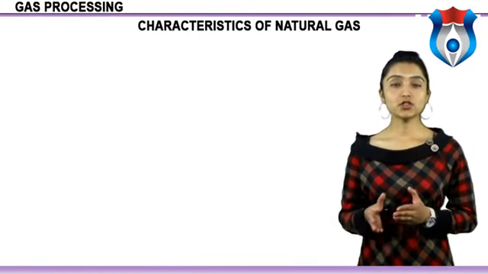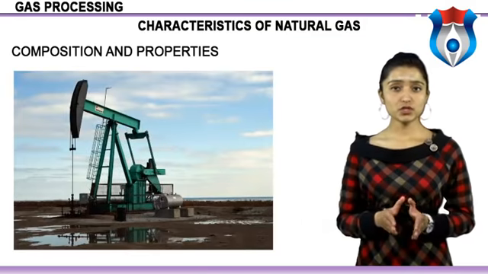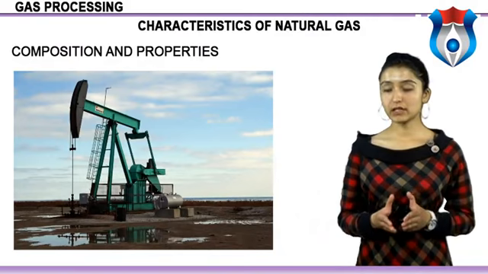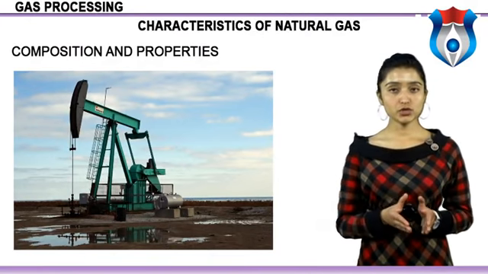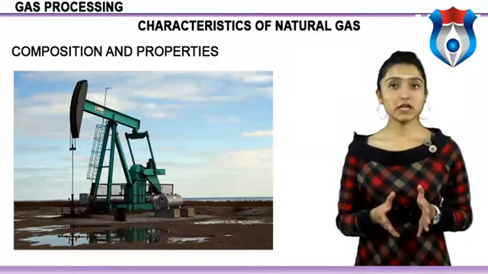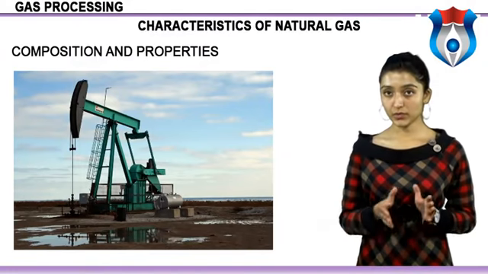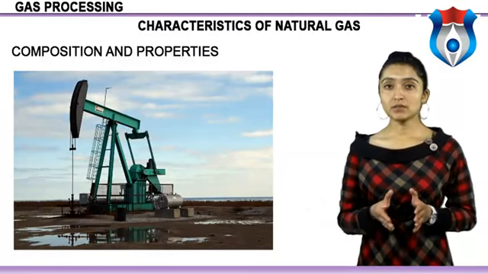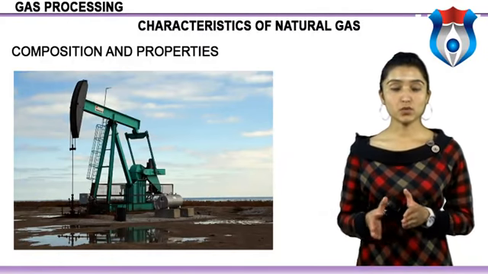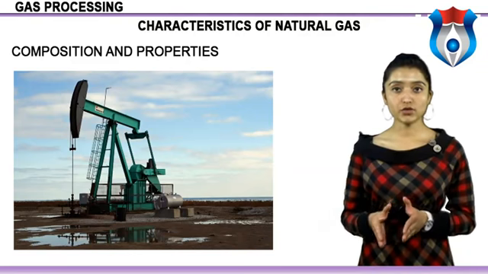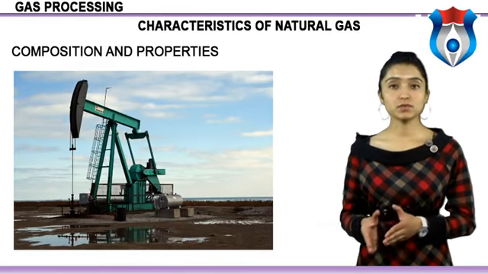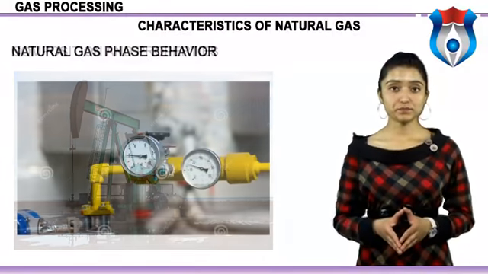Characteristics of natural gas. Composition and properties. Natural gas is a hydrocarbon consisting mainly of methane, although it usually also contains a variable percentage of nitrogen, ethane, CO2, H2O, butane, propane, mercaptans and traces of heavier hydrocarbons. Methane is one carbon atom joined to 4 hydrogen atoms, CH4, and can constitute up to 97% of natural gas.